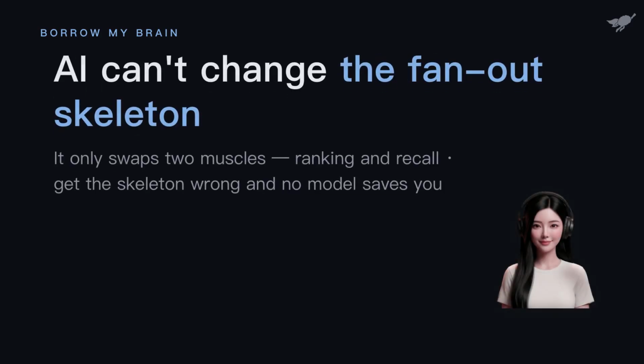Real talk. AI doesn't change fan-out on read and write, the celebrity problem, the inverted index. These bones, it hasn't touched at all. All it swaps is 2 muscles, ranking and recall. Get the skeleton wrong, the fan-out blow-up goes untreated, and no model, however good, can save it.